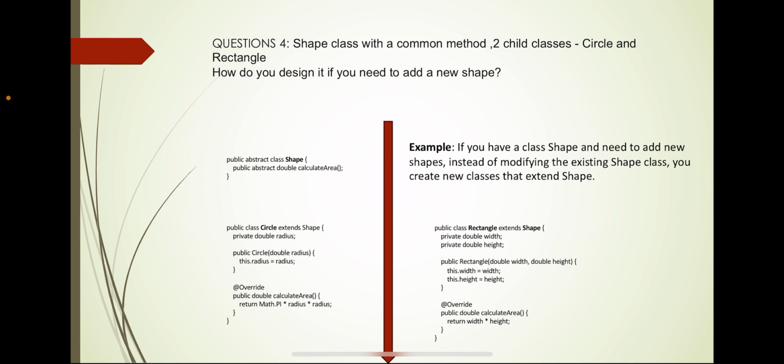This is the question they asked me. They have a Shape class and two other classes, a circle and rectangle. How do you add a new shape? I'll make my Shape class abstract, and I'll add an abstract method, calculate area, which I can extend from the other classes and use in them. So this is very important.